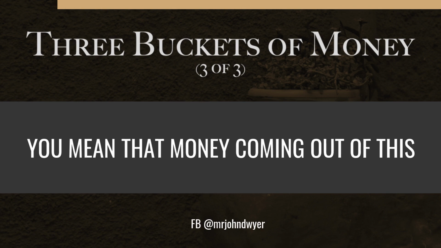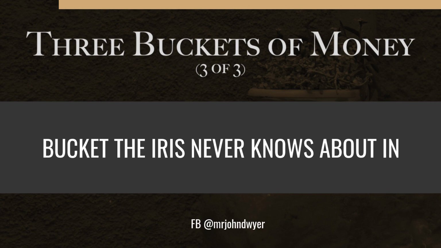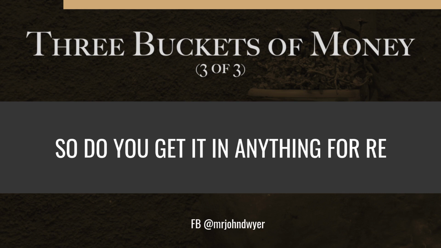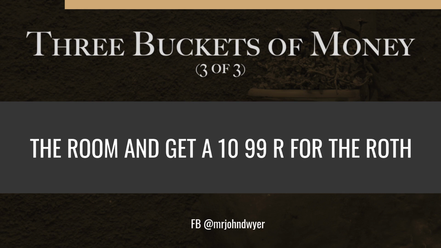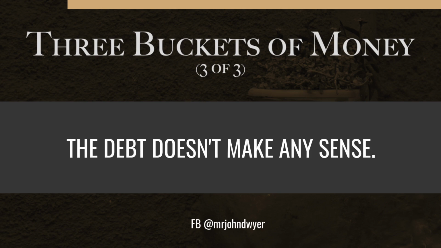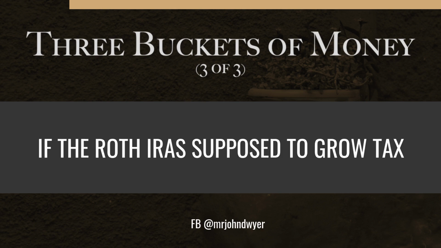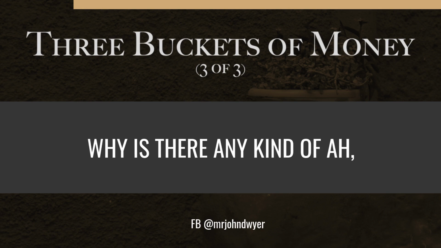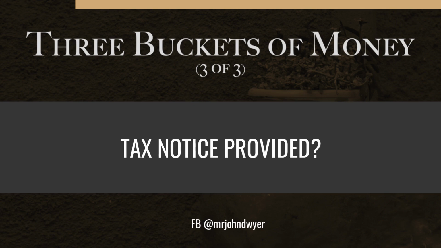So, John, you mean that money coming out of this bucket the IRS never knows about? In one instance, yes. In one instance, they're aware of it. So do you get a 1099 for either of them? You get a 1099-R for the Roth contribution. For the Roth contribution. But that doesn't make any sense. If the Roth IRA is supposed to grow tax-free and is distributed to you tax-free, why is there any kind of a tax notice provided?